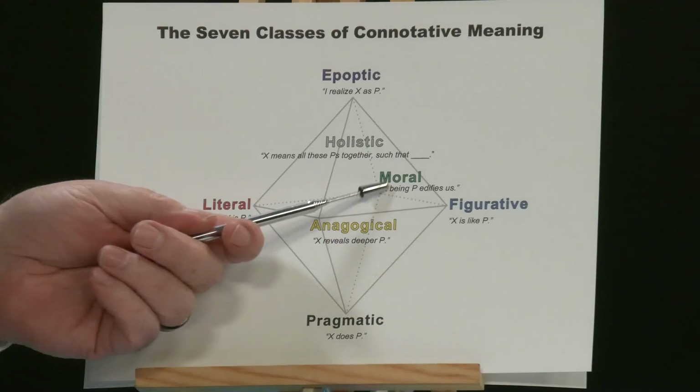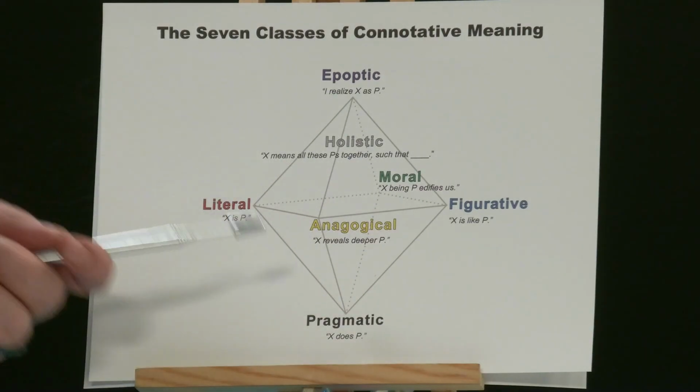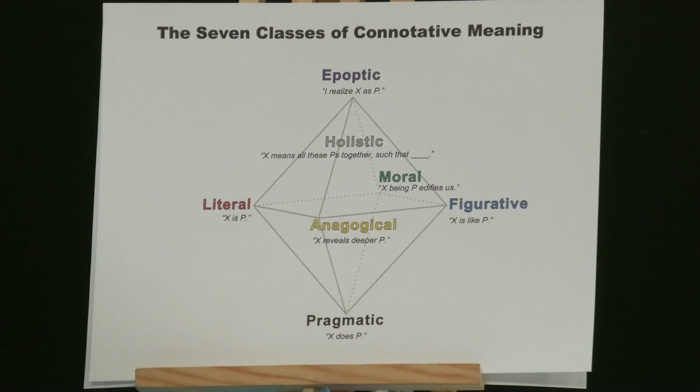However, when we're talking about moral, we're talking about X being P edifies us. It gives us a moral lesson, and it helps to structure our character. It gives us greater meaning. In other words, it helps integrate us as a part within the whole. We find out where we fit. And so that's part of the moral meaning. Where do we fit as responsible conscious beings within the universal pattern? And then there's the anagogical, which is looking at the spiritual or mystical dimensions of anything that might be said.